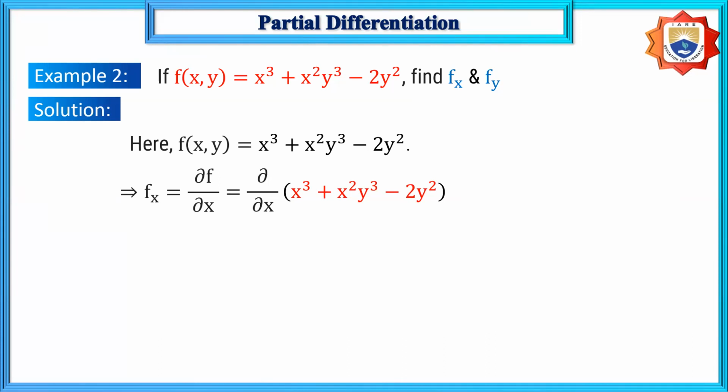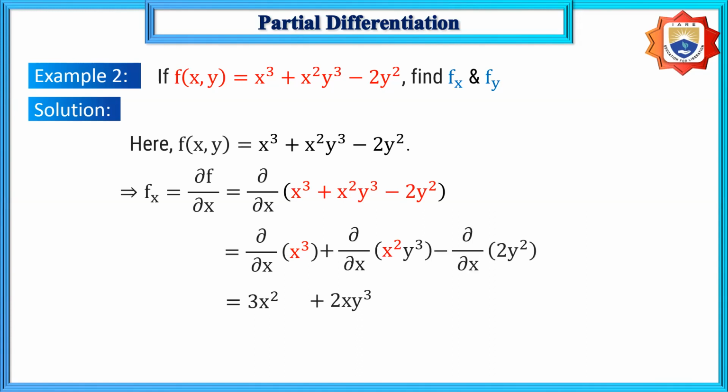3x square plus 2x y cube. Yes, 3x square plus 2x y cube. The first term is 3x square. The second term is 2x y cube. The third term has no x, so that is 0. Therefore, 3x square plus 2x y cube is the value.